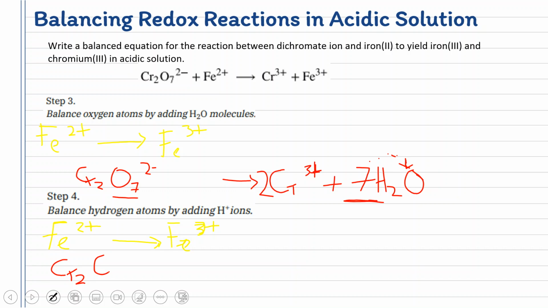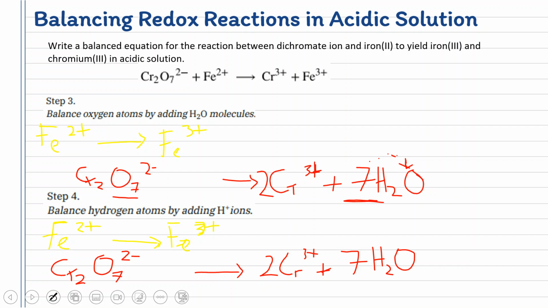Cr2O7 2 minus, and then the arrow, and now we have 2 Cr3 plus, plus 7H2O. Great. Now it says balance hydrogen by adding H plus ions.